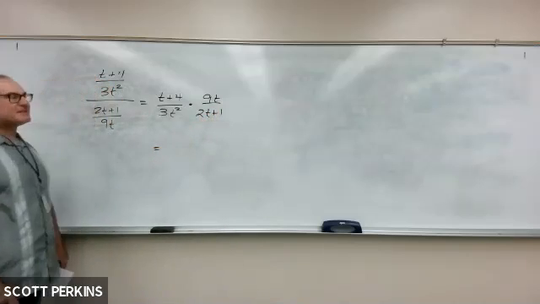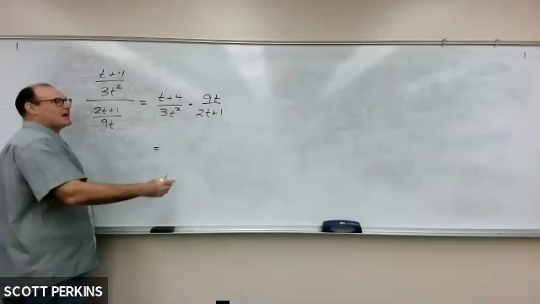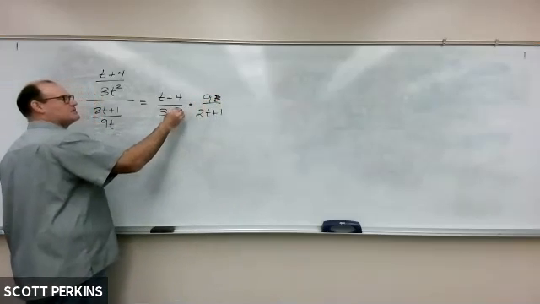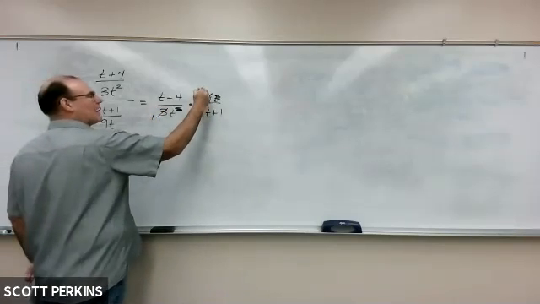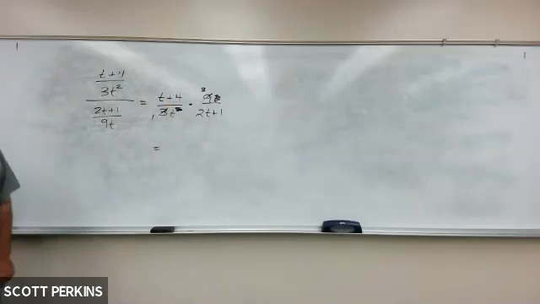I've got a couple things that'll cancel. The first thing is I've got a t here. It'll cancel with one of those t's. And then I've got 3. 3 goes into 3 once. 3 goes into 9 3 times. That's it. There's nothing else. So if you went any further, you've canceled things you can't.